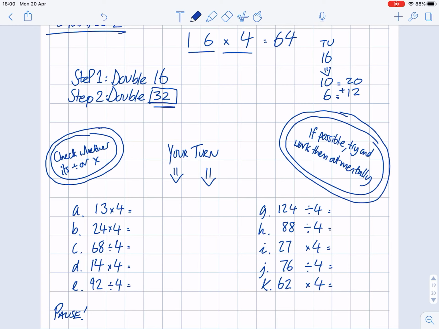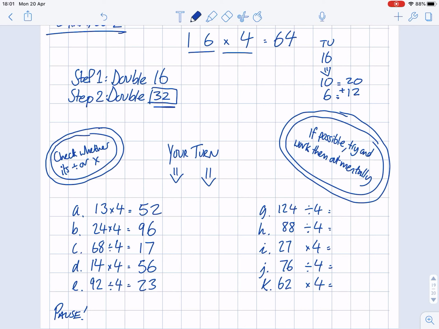Okay, great. So going through the answers. So double 13 is 26, and then if I double 26, I get 52. Multiply by 4 again, it's 24, so I'm going to double 24 to get 48, and then double 48 is 96. I'm halving this time, so half of 68 is 34, half of 34 is 17. Next one, double 14 is 28, double 28 is 56. Next one, 92. I'm going to halve it to get 46 and then halve the 46 to get 23.